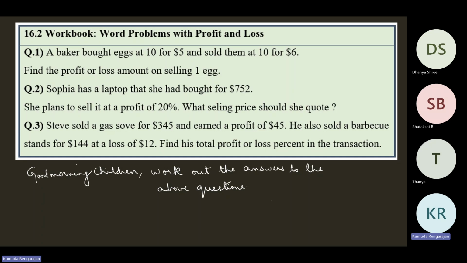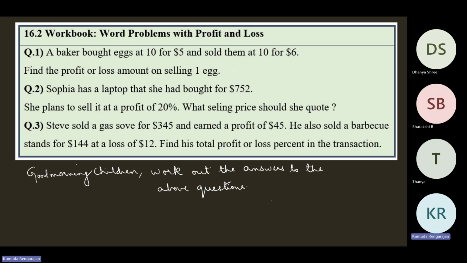Nice. So the first question: a baker bought eggs at 10 for $5. So he gets 10 eggs for $5 and sold them at 10 for $6. So he buys 10 eggs for $5 and he sells all the 10 eggs for $6. You must find the profit or the loss amount on selling one egg. What is the profit or loss on selling one egg?